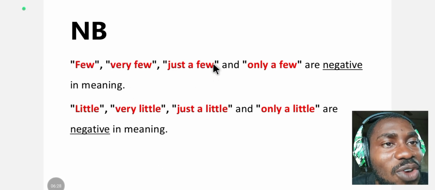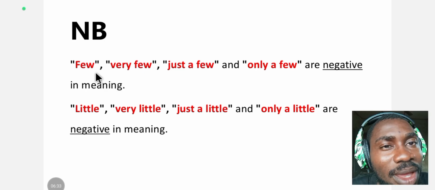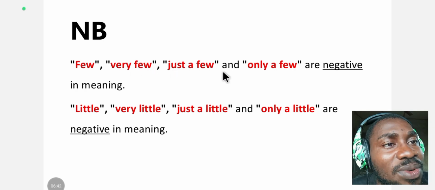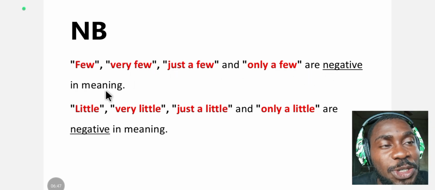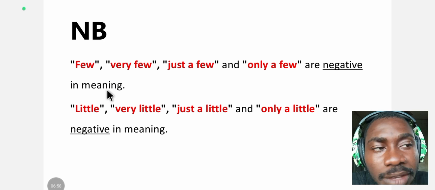Moving on. Take note of what we have here. You can see the color codings. They are all color coded with red. Few, very few, just a few, and only a few are all negative in meaning. So just have it in mind, the only form of few that is positive in meaning is a few. Only a few is positive in meaning.